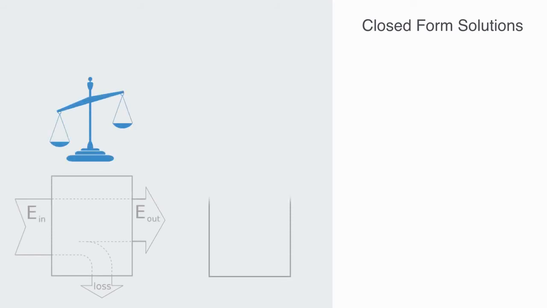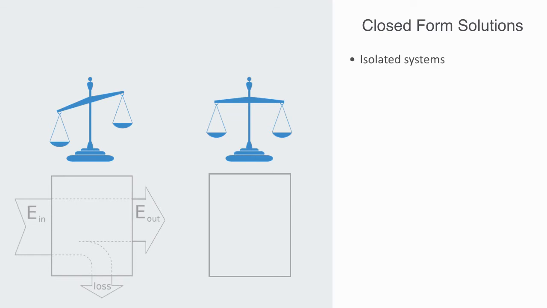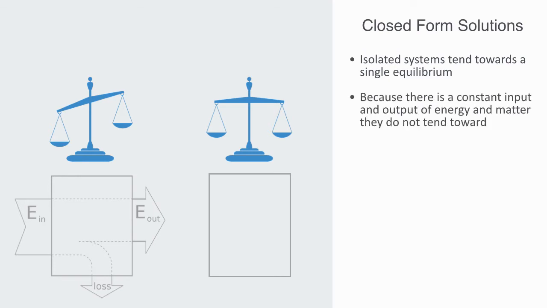Because we're modeling the economy as an open system, there will typically be no single closed-form solution. Isolated systems tend towards a single equilibrium. Open systems, in contrast, because there is a constant input and output of energy and matter, do not tend towards a single equilibrium. They may have multiple equilibria, which is characteristic of nonlinear systems. This does not mean that they are random, they're certainly not, they're just governed by different dynamics.